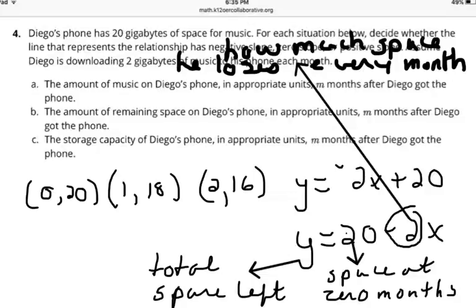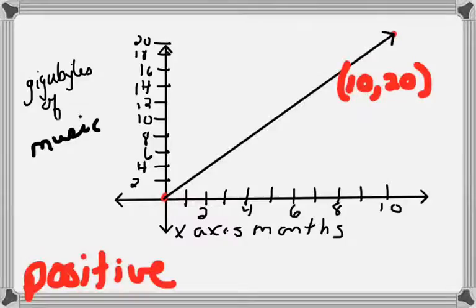Okay, so for A, the amount of music on his phone is represented by the y-axis being music and the x-axis being time in months. So at 0 months, he had no gigabytes of music because he hadn't downloaded any. And then if I go to 10 months, well, he downloads 2 gigabytes of music a month, and 2 times 10 is 20. Therefore, he had 20 gigabytes. That's this point right here, which I labeled (10, 20). And this is 10 months, he had 20 gigabytes of music on his phone.